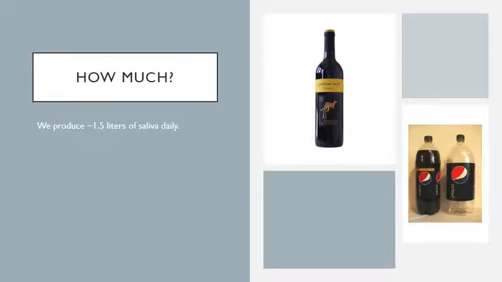Your body produces about 1.5 liters of saliva a day. 1.5 liters of that stuff that drips in your mouth. That's, for reference, about a bottle of wine worth of saliva.